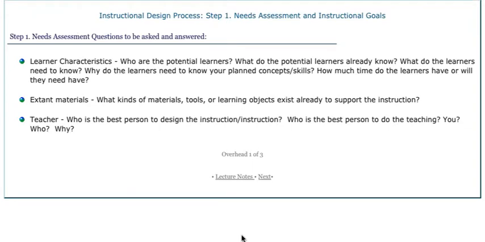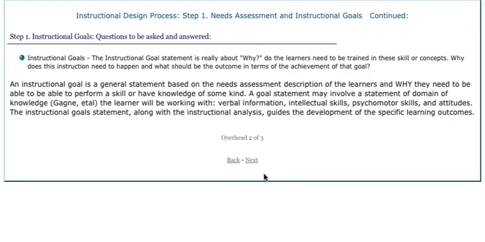I'm going to go back to our next concept for step 1, instructional goals, or instructional goal. The questions to be asked and answered. The real question, the core question for instructional goals is, why do the learners need this instruction? Why does the instruction need to happen? And what should be the outcome in terms of achievement of that goal?